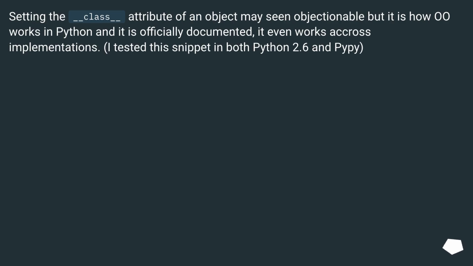Setting the __class__ attribute of an object may seem objectionable, but it is how OO works in Python and it is officially documented. It even works across implementations. I tested this snippet in both Python 2.6 and PyPy.